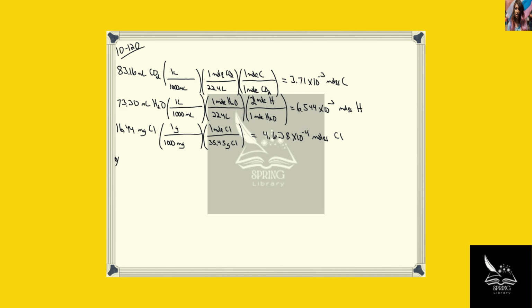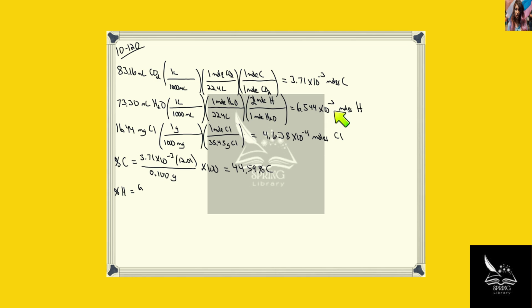Before determining the empirical formula of this compound, it wants us to calculate the mass percent. So we can do that now with carbon. If we have 3.71 times 10 to the negative 3 moles of carbon, we can multiply that by the molar mass of carbon, 12.011, to get the grams of carbon in the 0.1 grams of the sample. We divide that by 0.1 and multiply it by 100 to get the percent that is carbon, 44.59% carbon.